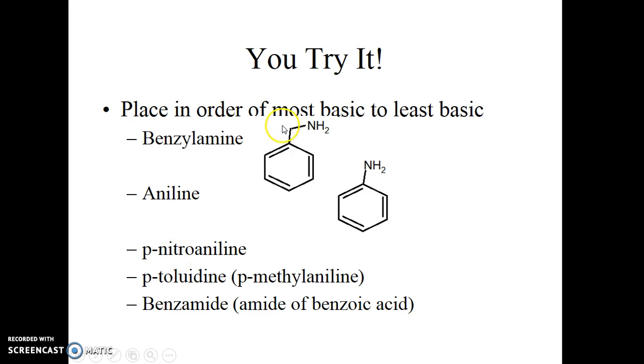Then benzylamine, this is an alkyl characteristic, it's not in resonance with the benzene ring. So this is an alkylamine, and so it's even more basic. So the most basic is benzylamine, and then comes toluidine, then comes aniline, then nitroaniline, and then last of all is benzamide, which is non-basic.